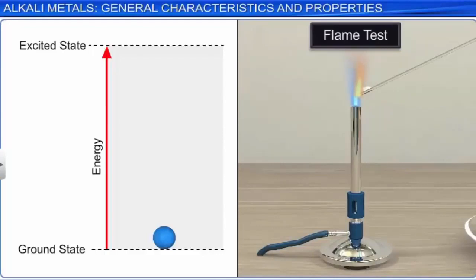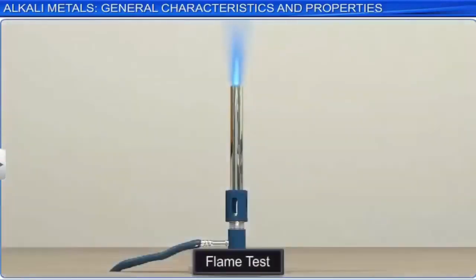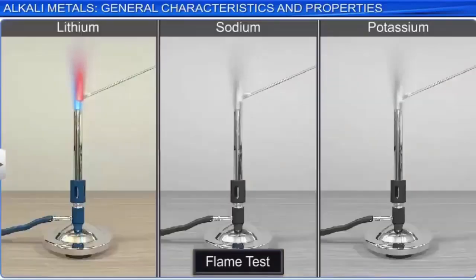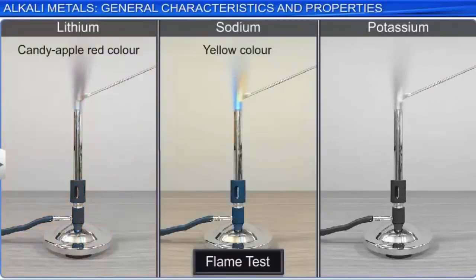Look at this flame of lithium salt in a Bunsen flame. It imparts a candy apple red color. Next, sodium imparts a yellow color to the flame. Potassium imparts a purple or lilac color to the flame.